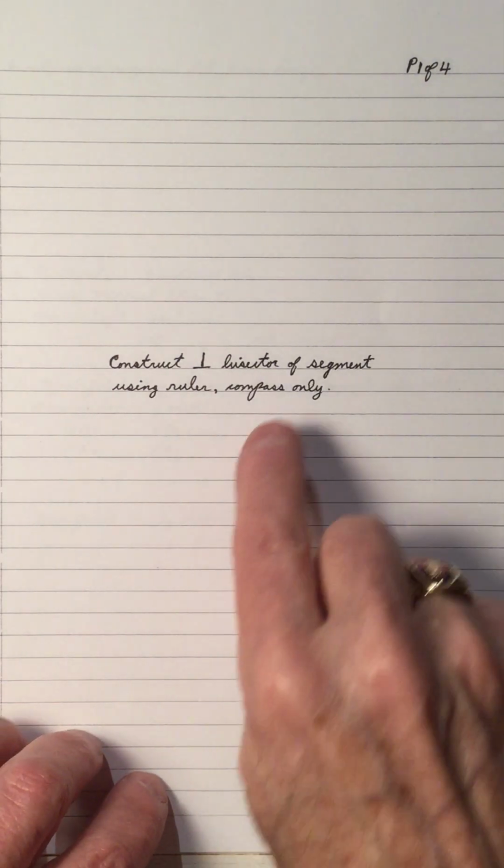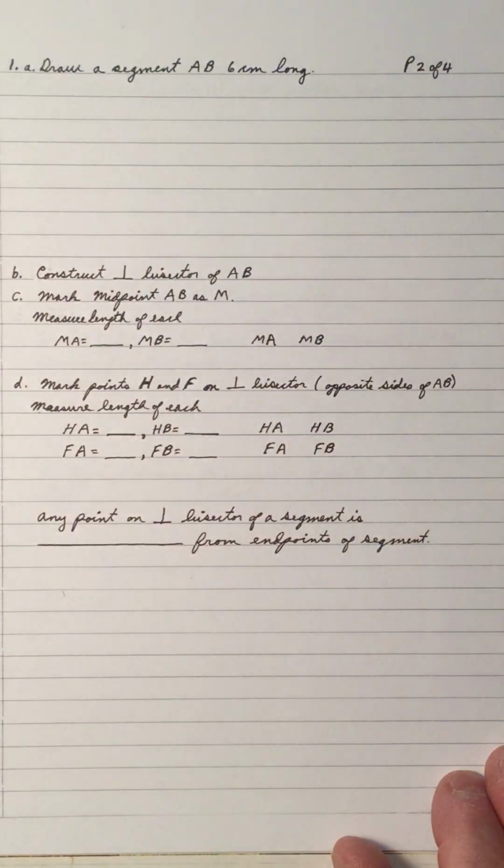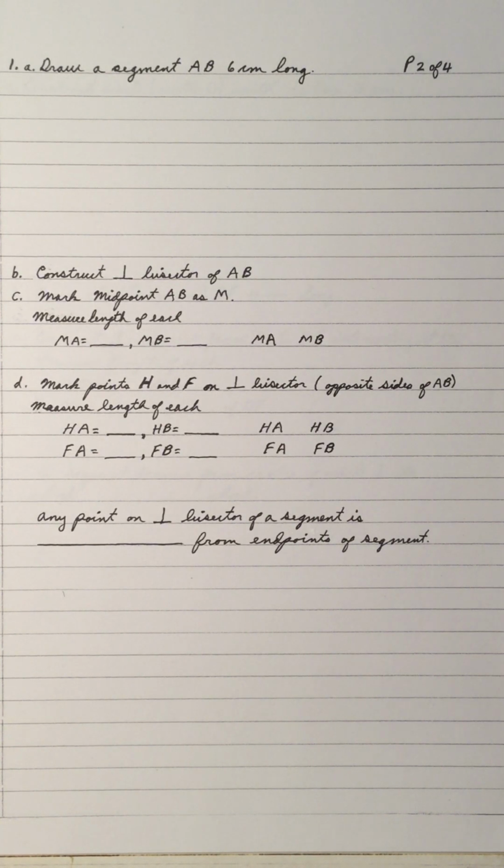Hi, and welcome to my video on constructing the perpendicular bisector of a segment using a ruler and compass only. Number 1, draw a segment AB 6 centimeters long.